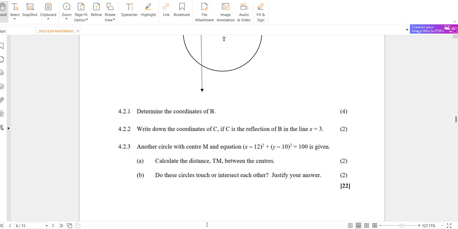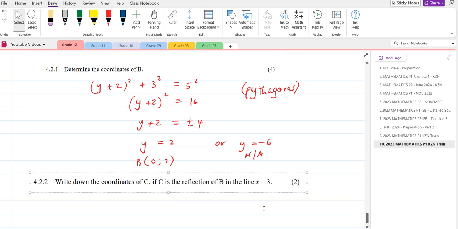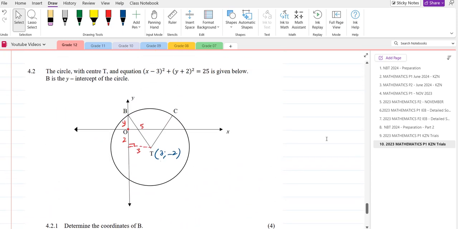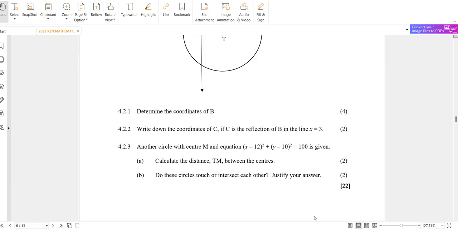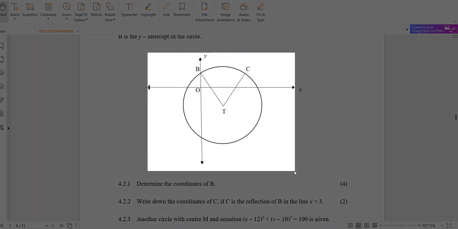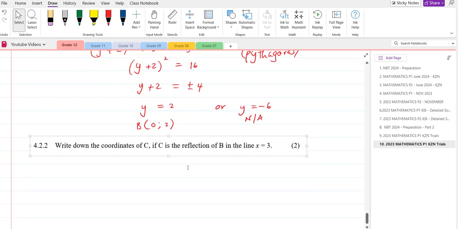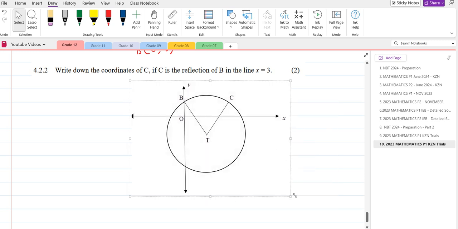Right, so next question, write down the coordinates of C if C is a reflection of B in the line x is equal to 3. Right, so we need to look at this problem again. Just one second. Let's take this diagram so I can explain this to you better. We just need to write down the coordinates of C, okay?